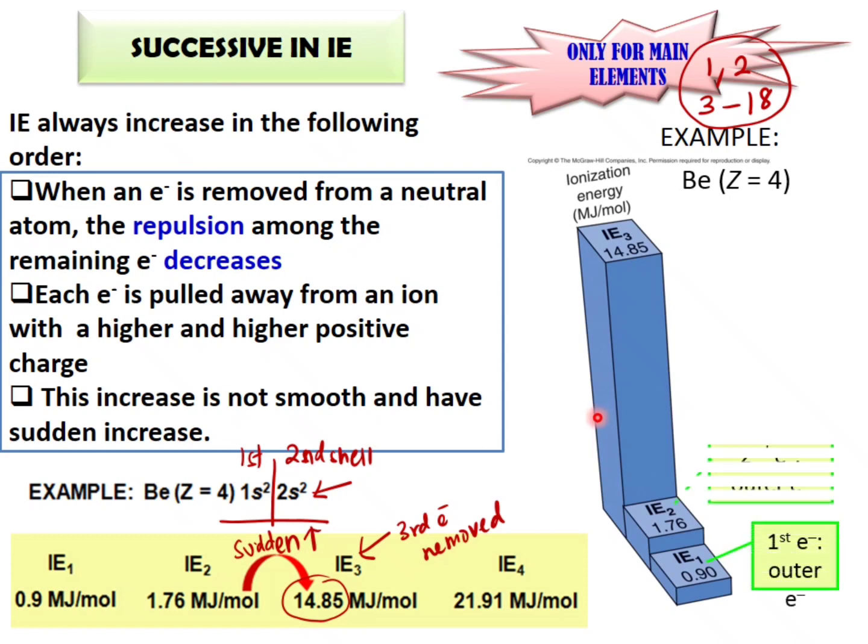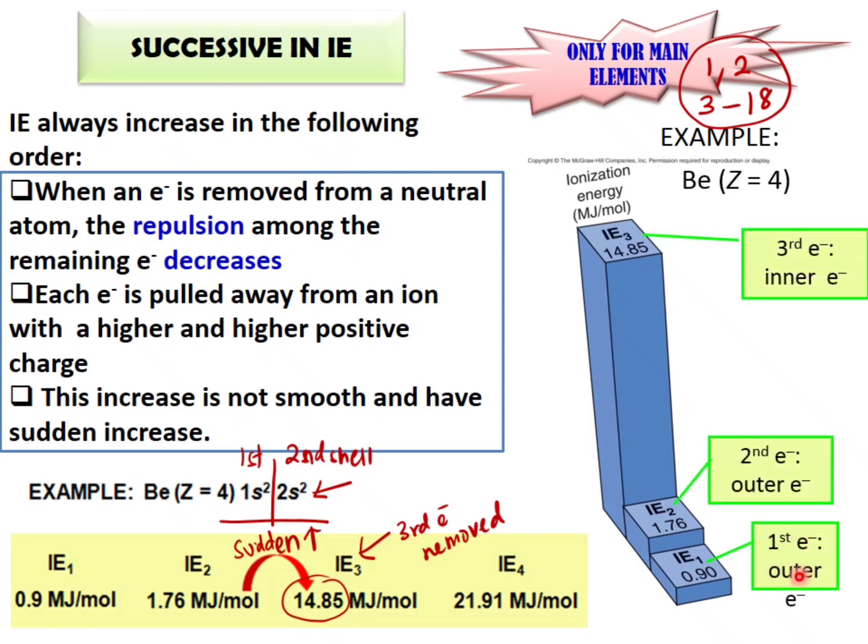Okay, ini saya tunjuk. So this is the first outer electron coming from the second shell. The second outer electron also comes from the second shell. And then the third electron is from the inner shell, which is the first shell here. So berlakunya great jump. So dekat sini lah yang awak boleh lihat. So ini yang dipanggil successive ionization energy. So based on successive ionization energy, you can identify the group of the element. Only for the group of the element.